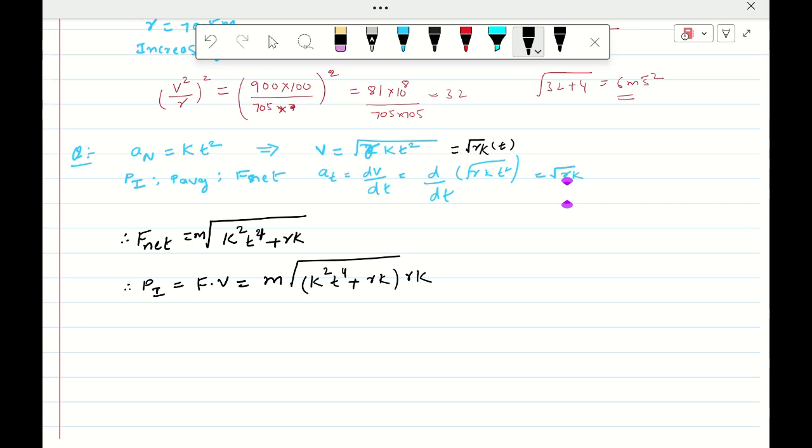Momentum also you can find out. Power instantaneous you can find out. This is root will come inside. So M is also inside means M will go inside. Right? This is about force and power, momentum, AT calculation in this model.